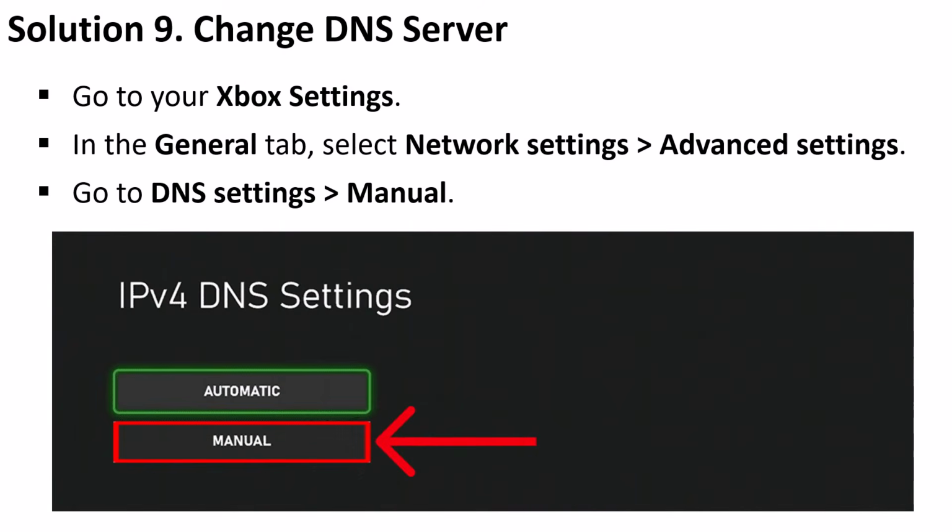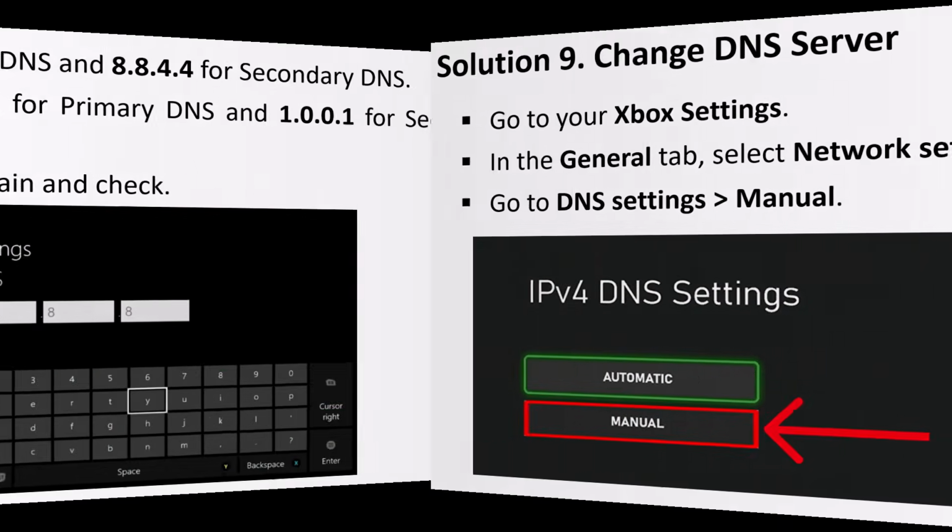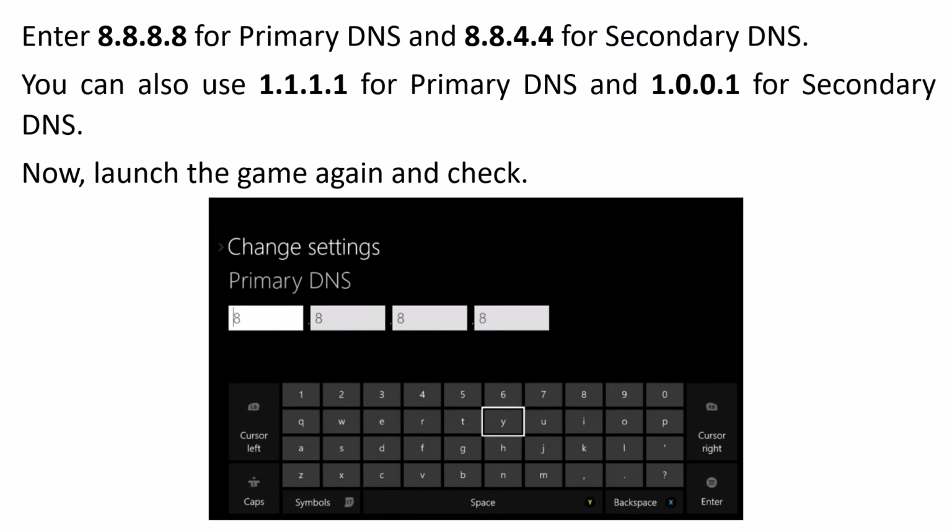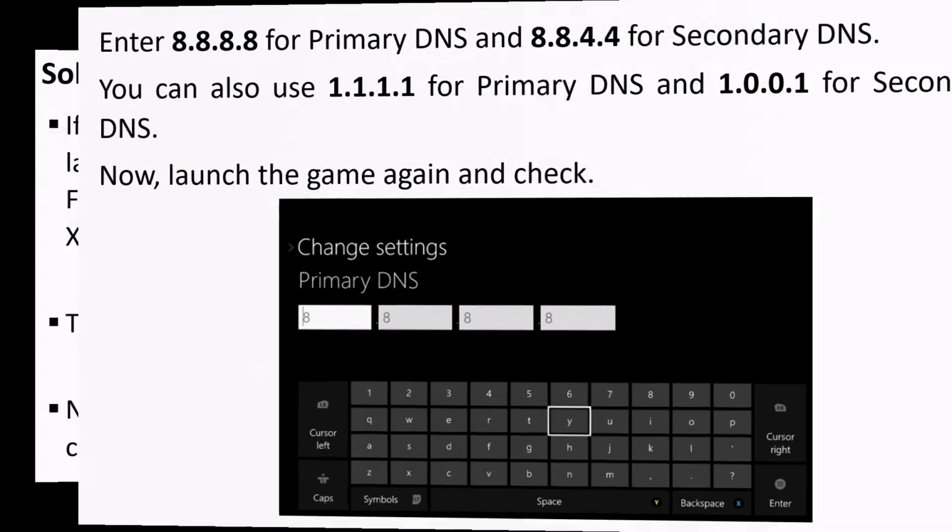Solution 9 is to change the DNS server. Go to your Xbox settings, in the General tab select Network Settings, Advanced Settings, go to DNS Settings, then select Manual. Now enter 8.8.8.8 for primary DNS and enter 8.8.4.4 for secondary DNS and save it and then launch the game and check if your problem is solved or not. If not, then repeat the process and this time in the primary DNS enter 1.1.1.1 and in secondary DNS enter 1.0.0.1 and then relaunch the game and check if your problem is solved or not.